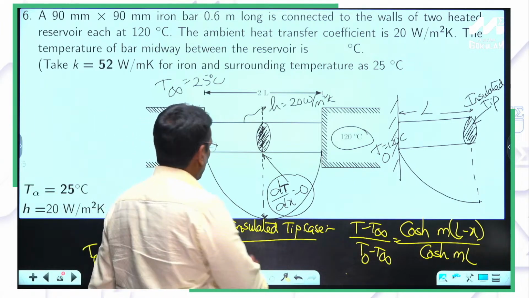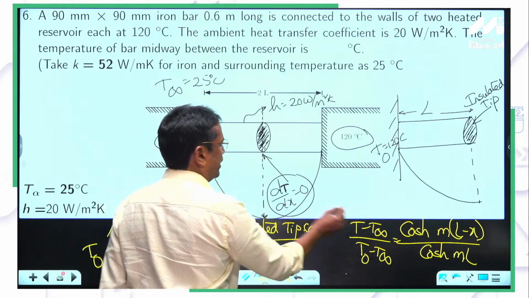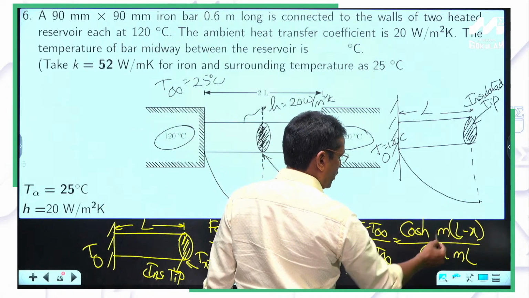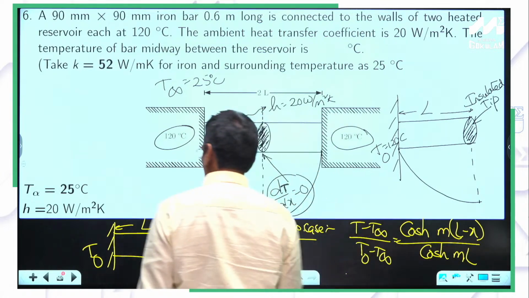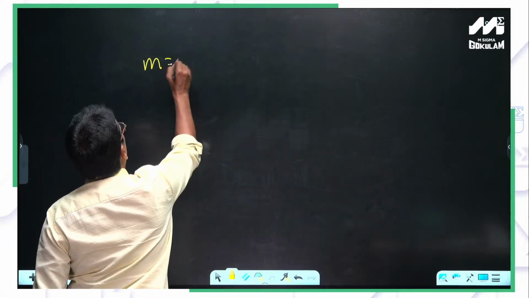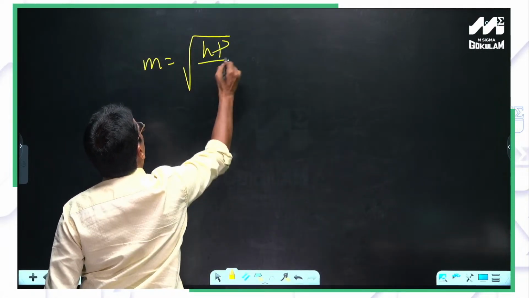Now, because he has asked at x equal to L, if you put x equal to L, the numerator becomes cosh 0, which is 1, so it becomes 1 by cosh mL. What is that m formula? m is given by root of hP by kA.